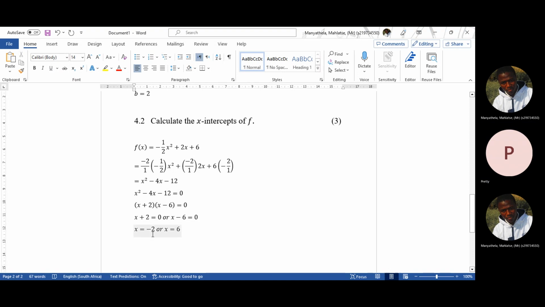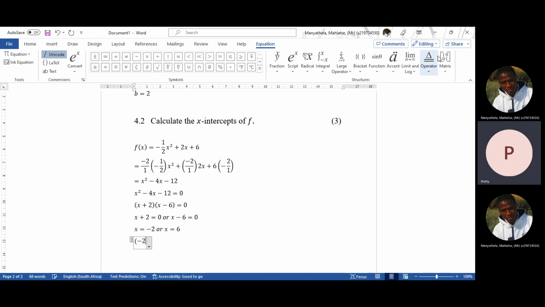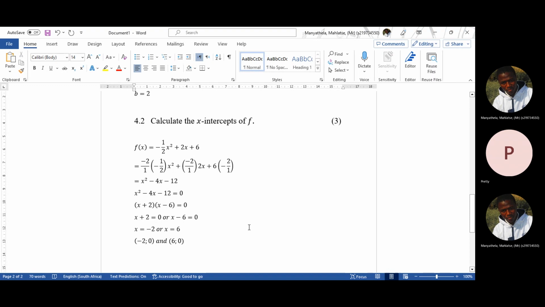So what we have found are the x-coordinates of the x-intercepts. Now we write them in coordinate notation: the x-intercepts are negative 2 and 0, and 6 and 0. By doing this, we can say you have calculated the x-intercepts of the graph. When we calculate x-intercepts, we let y be 0, which is why the y value is 0.